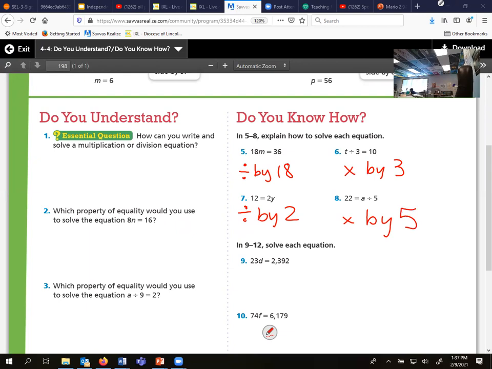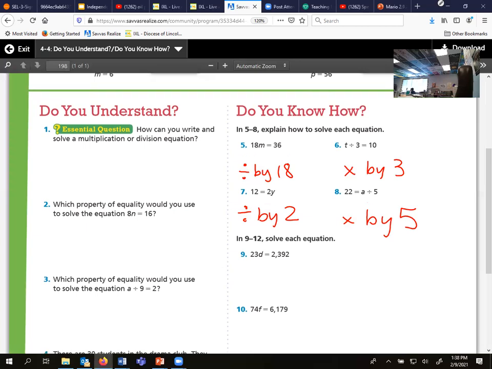Okay, you're always going to use the number that's with the letter. That's the one you're going to be multiplying by, dividing by, adding, subtracting. It's always going to be the one on the side with the letter. Okay, any questions?